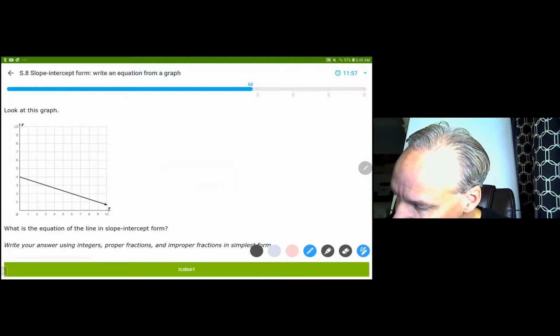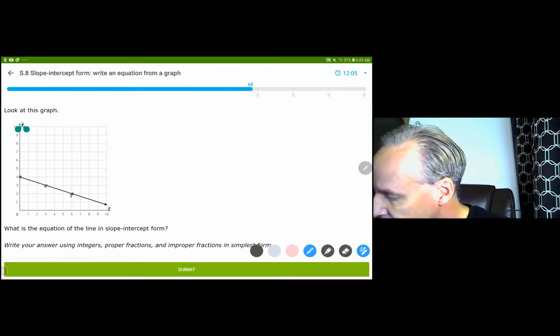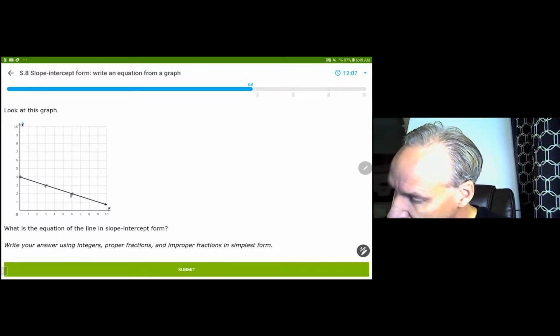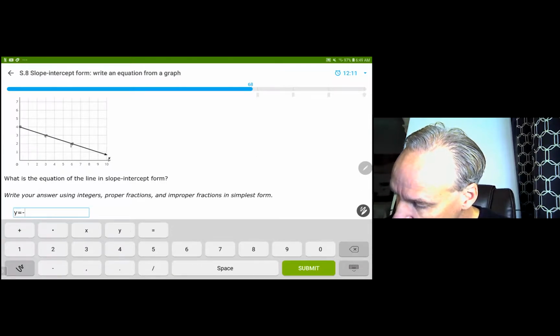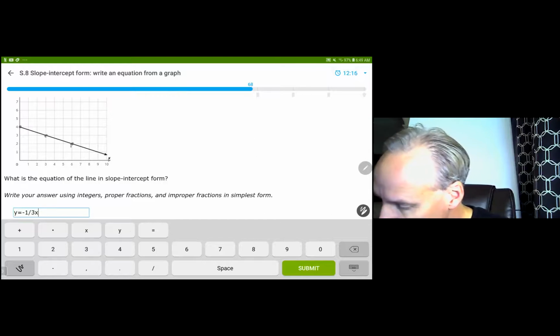Looks like we have a y-intercept at 4, and it looks like this point is included right there. It's also this point right there, so it looks like it's a -1/3 slope. So it looks like we have y equals -1/3 x plus 4.